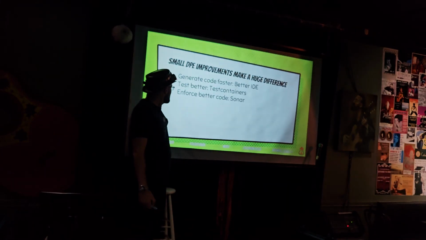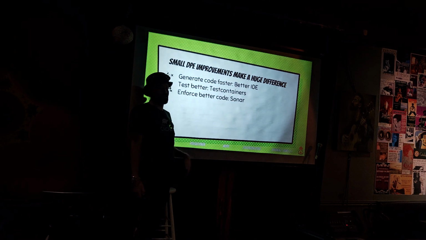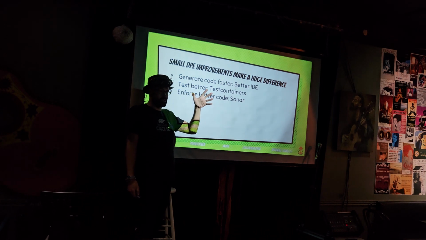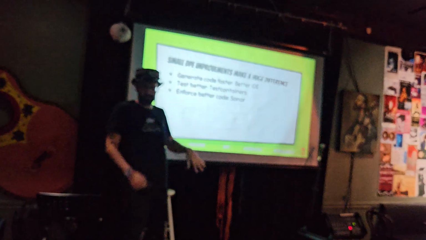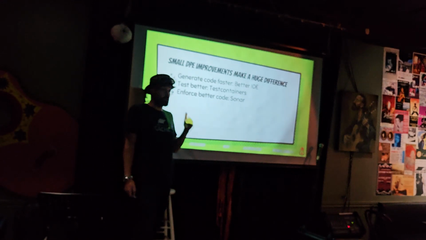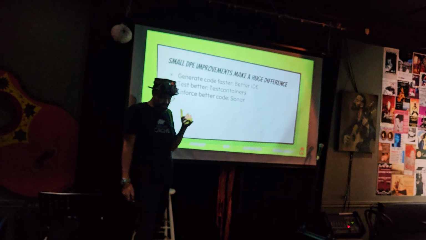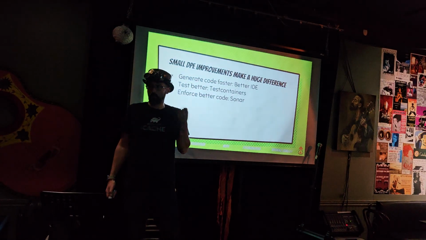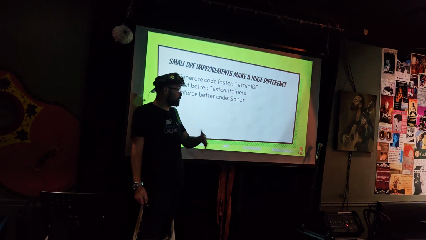Ellie is next. Enforce better code. SonarQube, Sonar, whatever the other product is, the linting, SonarLint, whatever the other product of Sonar is. They are great tools to make your code better. This is yet another quality gate that you can bring to your process to make sure that you're working more efficiently.